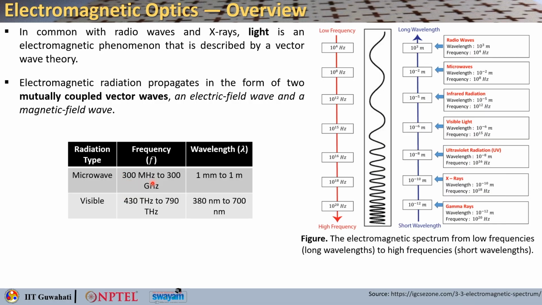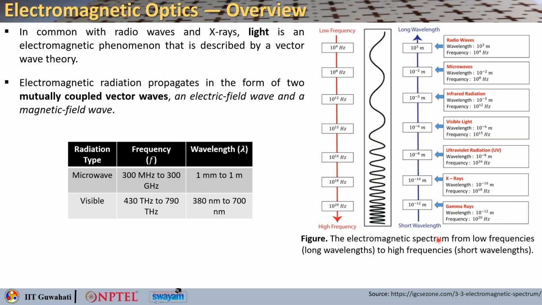Frequency will be like 300 megahertz to 300 gigahertz, wavelength ranging from 1 mm to 1 meter, that is for microwave. For visible we will be talking about 430 terahertz to 790 terahertz, and that implies a vacuum wavelength of 380 nanometer to 700 nanometer.